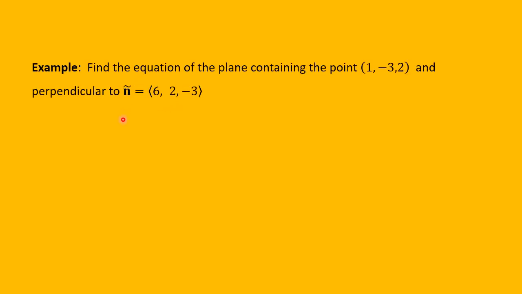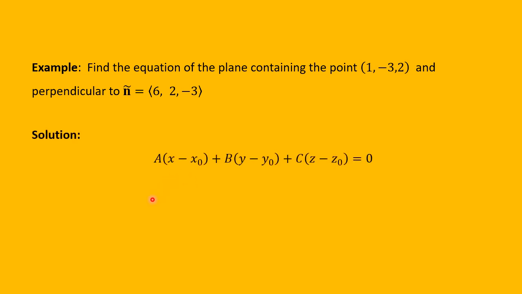So let's see what we can do with this as an example. Let's find the equation of the plane containing the point 1, 3, minus 2. That's basically the x naught, y naught, z naught here, and perpendicular to this vector 6, 2, minus 3. We can say that this plane is perpendicular to this vector, or equivalently, we could say that this vector is perpendicular to this plane. So let's see how we can solve this.